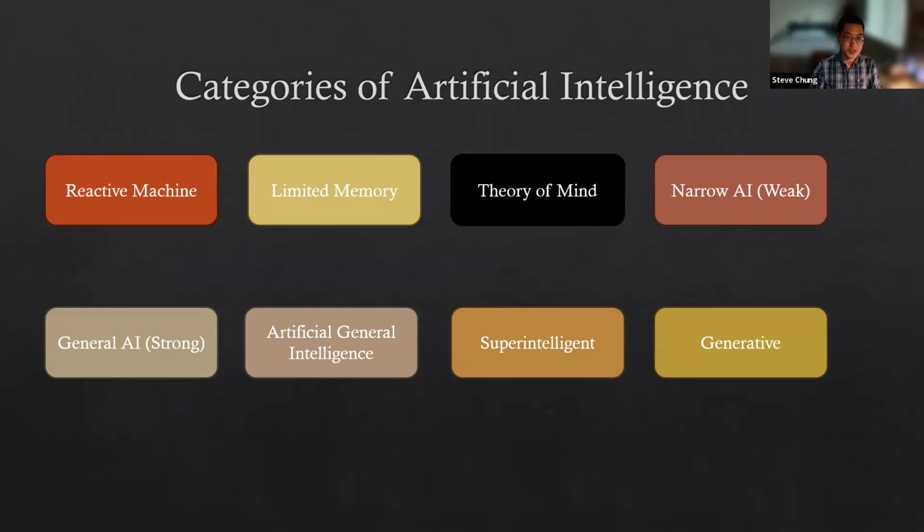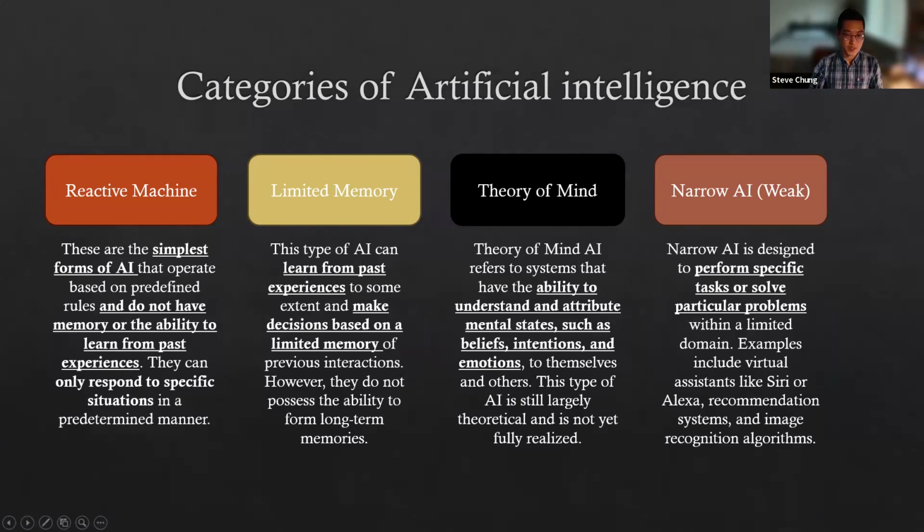These are the 8 main categories of AI. Going from top to bottom, we have reactive machines and limited memory. Some of these are very theoretical and not in practice. So there's the theory of mind. There's weak AI and strong AI, which are kind of one and the same, and I'll go over this in a little bit of detail. There's artificial general AI, linked together with super intelligent AI. And of course, there's the generative types of AI.